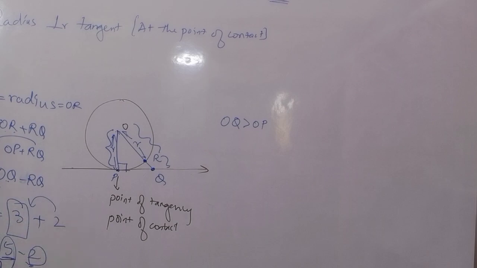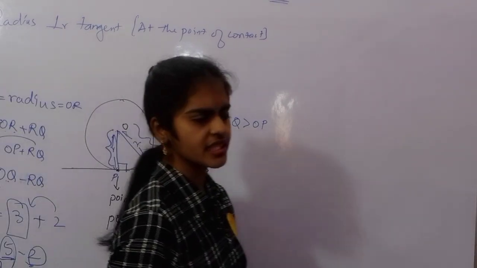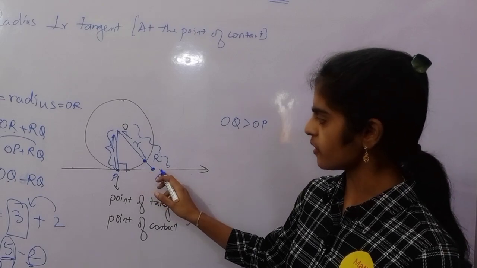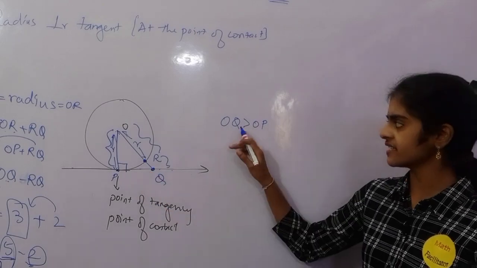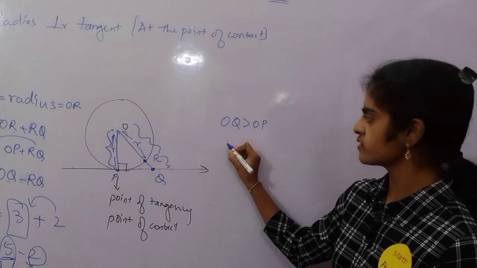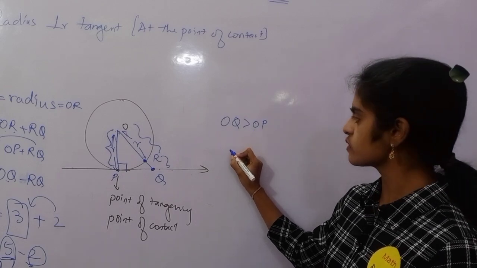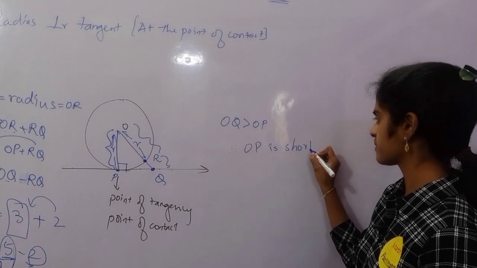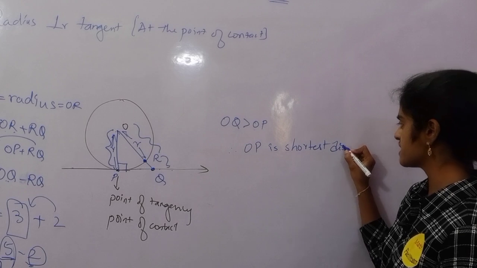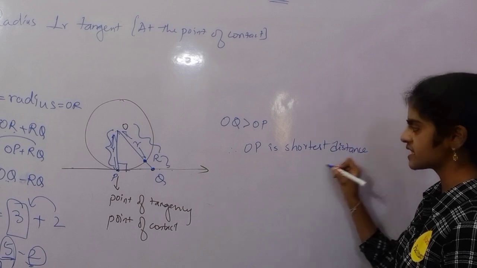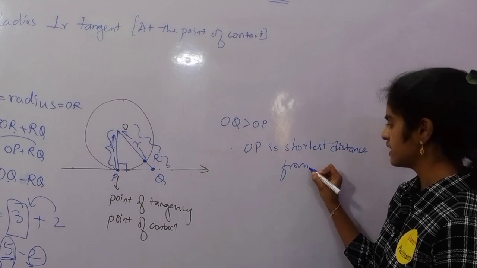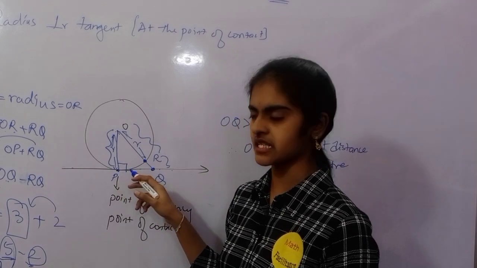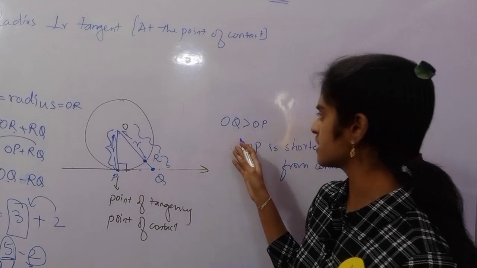I hope you understood from the numericals. So OQ is greater than OP. Any point you take, all the points which you see will be greater than OP. Similarly we can prove this for all the points. Therefore OP is the shortest distance. Shortest distance from whom? From the center. Are you able to understand this point? This OP is the shortest distance, and all other points are at a longer distance.